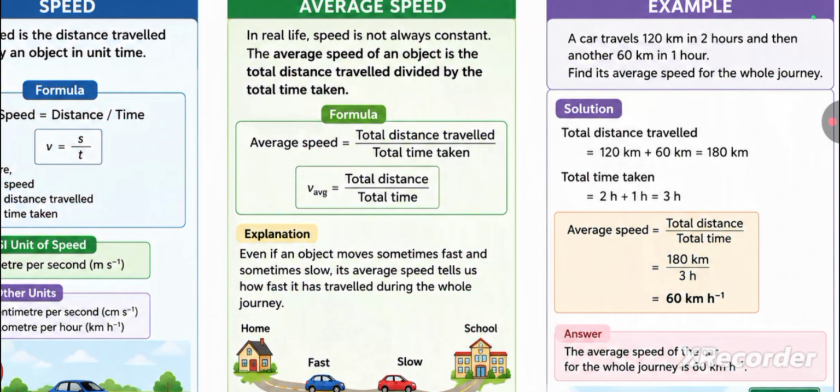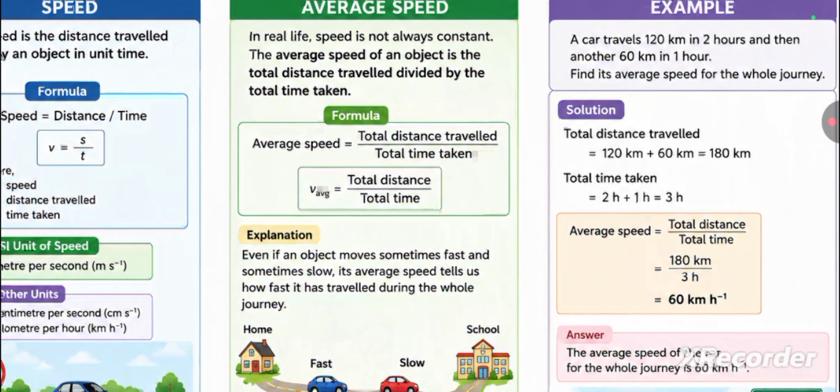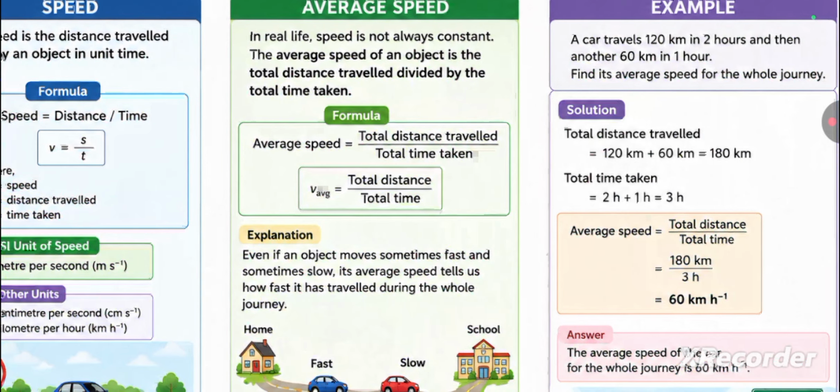So, the total distance traveled is equal to 120 kilometers plus 60 kilometers. That is 180 kilometers. Total time taken is also given. So, total time is equal to 2 hours plus 1 hour. That is equal to 3 hours.